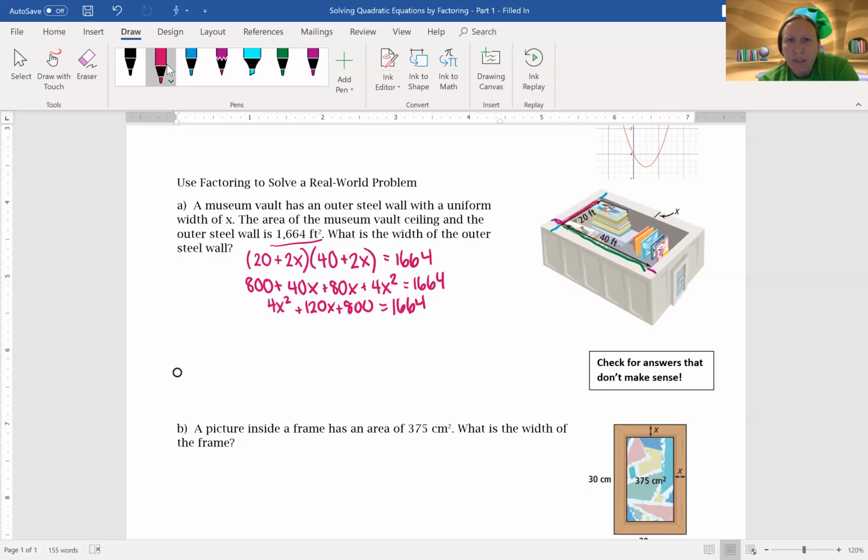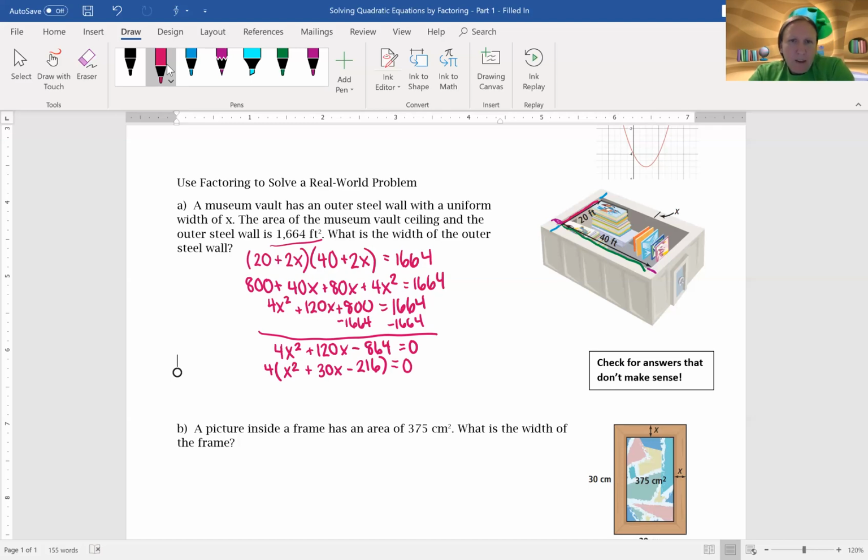Now that I've simplified that left side, I can move that 1664 over, combine it with the constants that were already over there, and I'm going to end up with 4X squared plus 120X minus 864 equals 0. Our numbers are quite large, but the good news in this case is that 4 is a GCF, so we can factor out that 4 to make this a little bit easier to work with. That'd be X squared plus 30X minus 216 equals 0.